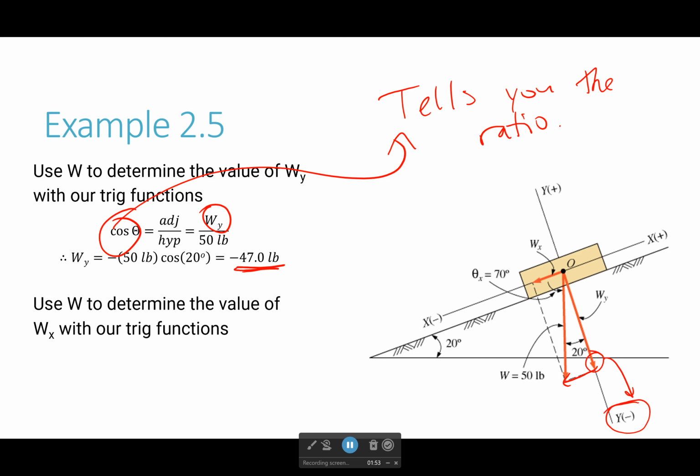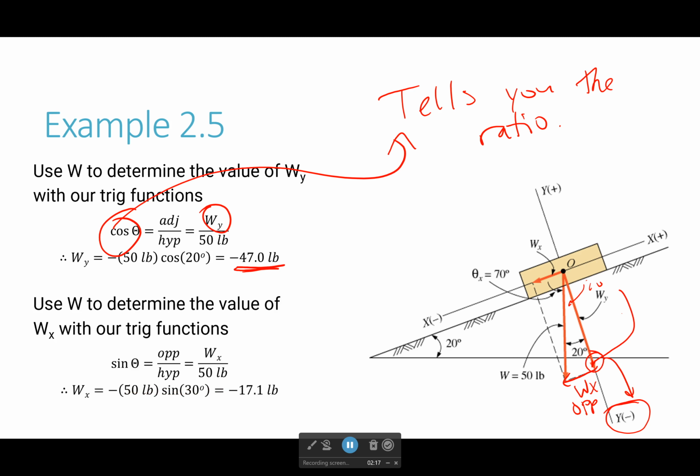Now we once again use our trig functions to find Wx. In this case, Wx is over here. And if this is the point, which is 20, then the base of the triangle would be right there. And so that would make that the opposite side. Opposite over hypotenuse is sine of theta. So we plug everything we know into this problem right here, and then we solve.